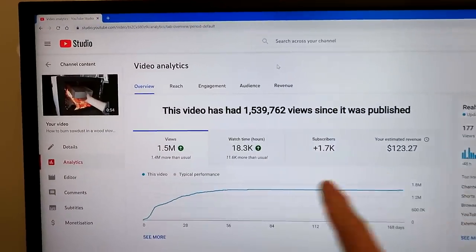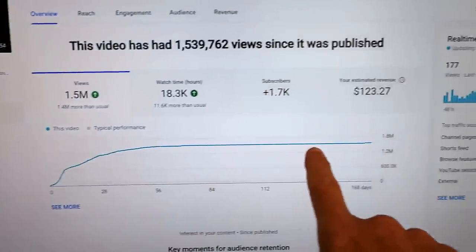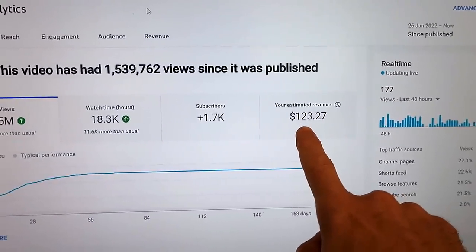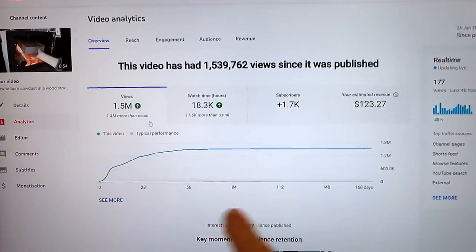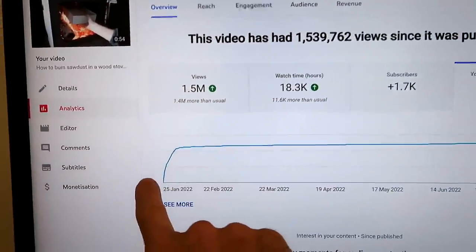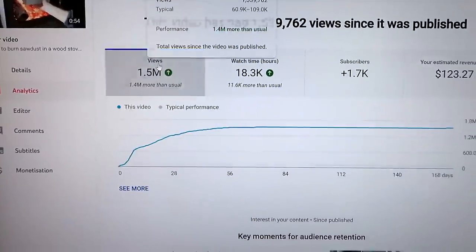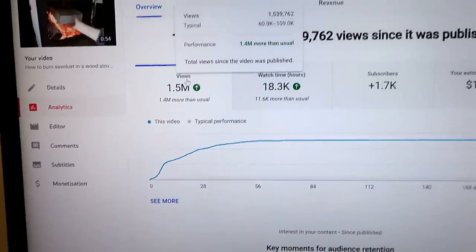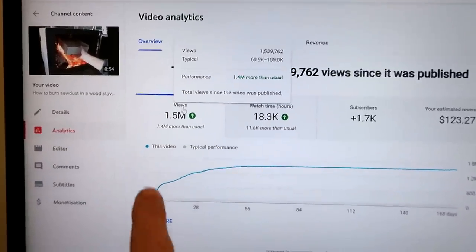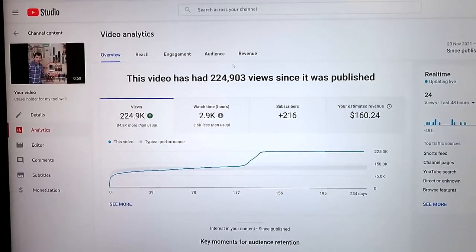And now compare that to my most successful short, the burning sawdust in a wood stove video. That one got over 1.5 million views, and it earned $123. But looking at when it made that money, let's click on the revenue graph, and you can see most of that money was earned in the initial few days before it actually got most of the views. That's because back then shorts showed up in the regular viewer on desktop, so it made regular ad revenue. That doesn't happen anymore.